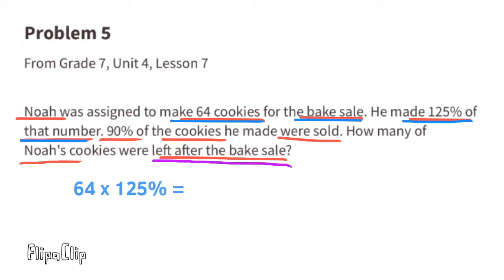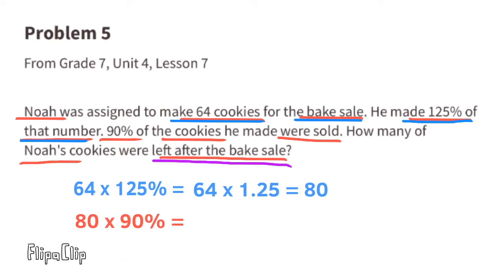He was assigned to make 64 cookies, but he made 125% of 64. So we can write 64 times 125%. Written as a decimal, that's 64 times 1.25. And 64 times 1.25 is 80. So 80 is 125% of 64.